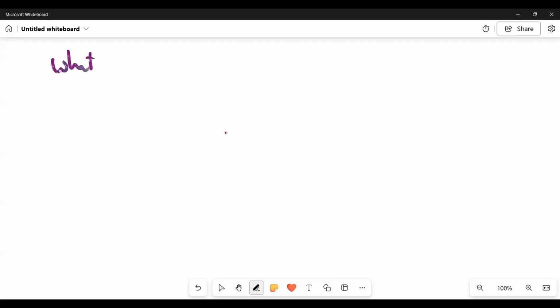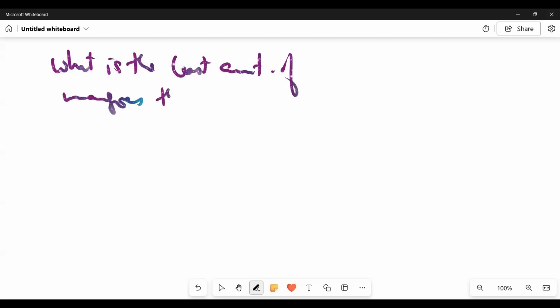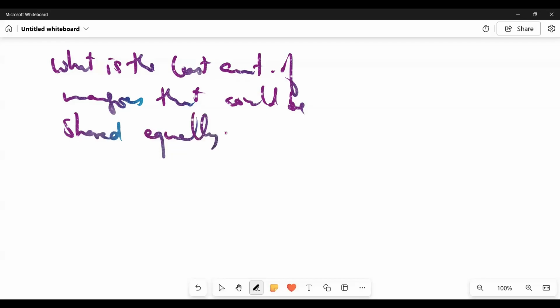What is the least amount of, let's say, mangoes that could be shared equally, they say, by, let's say, 3, 6, or 9 persons.